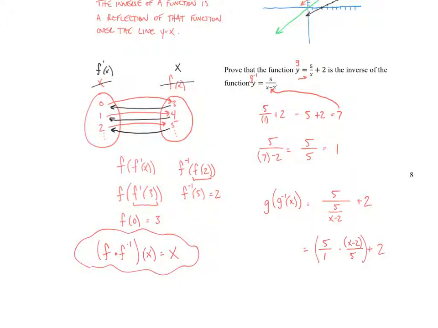So let's deal with what's inside the parentheses here. When I multiply these two things together, actually these 5's will cancel, because 5 divided by 5 is 1. So I'll just be left with x minus 2 over 1 plus 2, and that just equals x, because again we have some cancellation that's going to happen here. So what we've just proven is that when I compose these two functions together, I get whatever I started with. So I will say, therefore, both functions are inverses of each other.